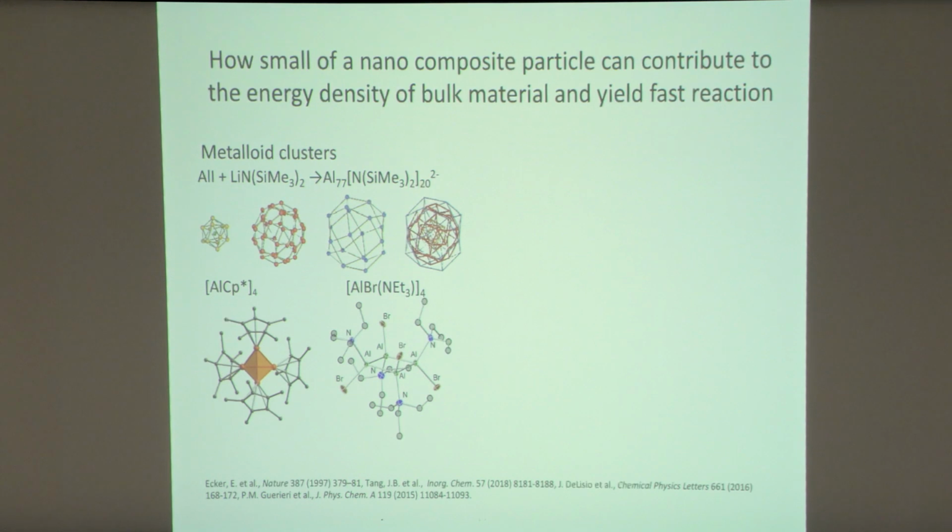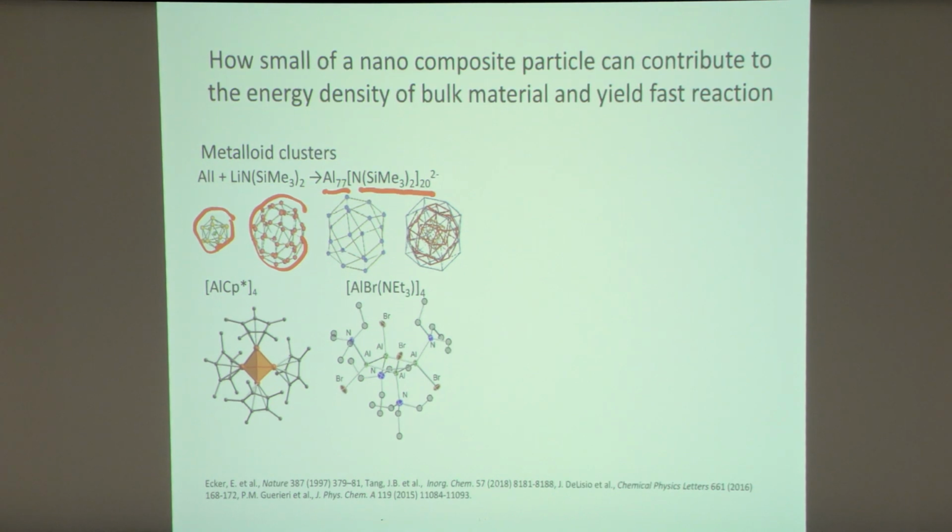So what I show here is a couple examples of what's been made. The first, in terms of metalloid clusters, one of the biggest initial clusters was basically aluminum 77. So there's 77 aluminum atoms. You can see that the cluster is made up of a cluster of smaller size that's encapsulated with a larger size, and then eventually it's passivated with a relatively large ligand surrounding it.